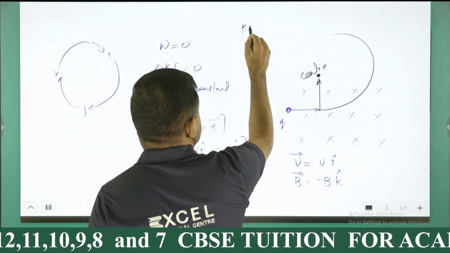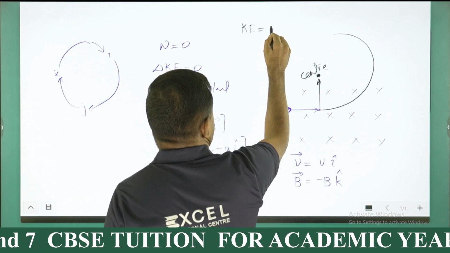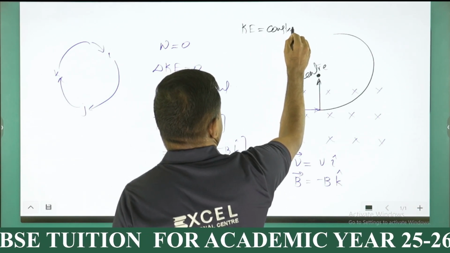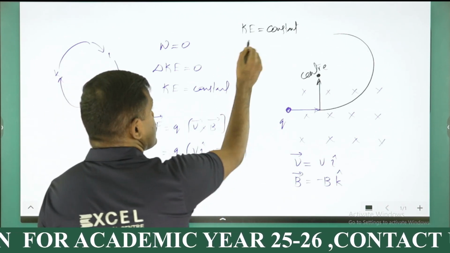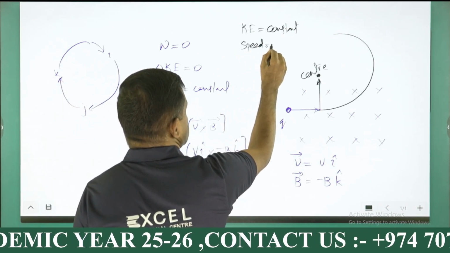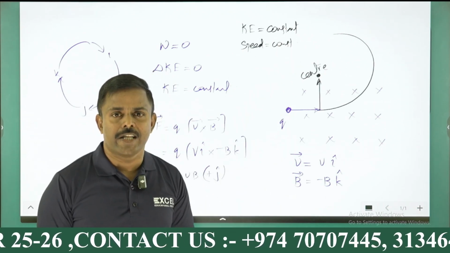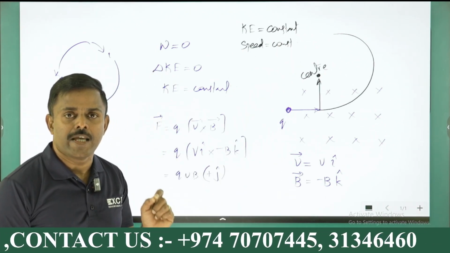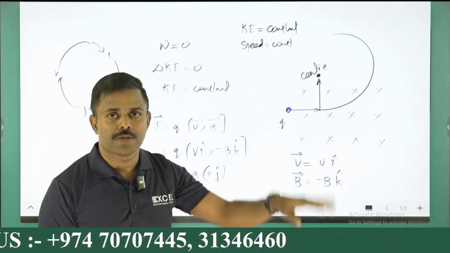Velocity, kinetic energy is constant here. Kinetic energy remains constant. I have just proved it now. Okay. Then speed is a constant. Speed is also a constant. Why? Because kinetic energy is given by half m speed square. If kinetic energy is constant, speed is also constant.